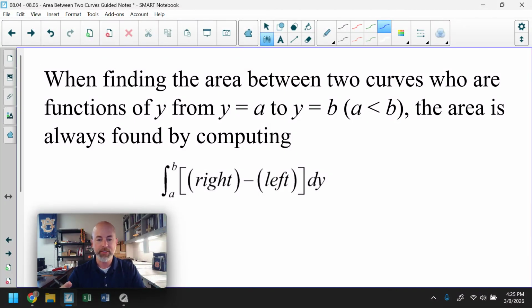The overall takeaway is that it's always going to be right minus left if it is two functions of y. And here I did mention that a is less than b, and the area is always found by doing the antiderivative from a to b of right minus left.